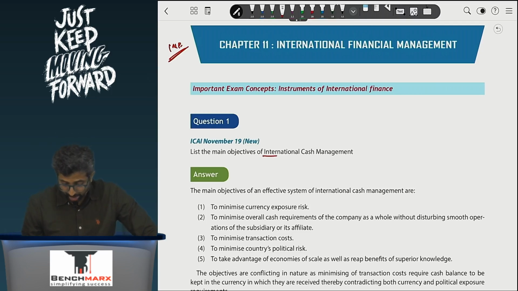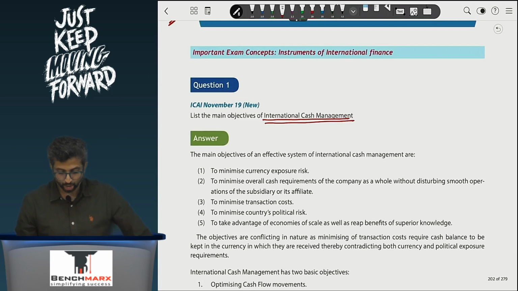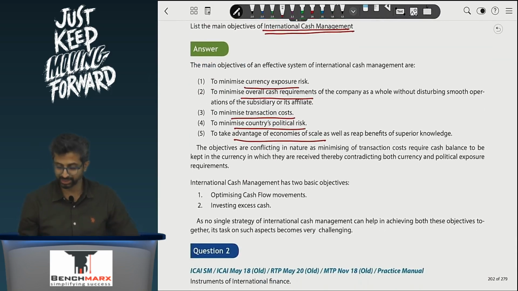List the main objectives of international cash management. So your cash is in various currencies. You want to manage that cash. You want to do it in such a way that your transaction cost is the minimum and the income is the maximum. Whichever subsidiary or affiliate needs money, gets money at that particular date. You minimize political risk in certain countries, like what happened in Russia. So many Russian billionaires had money in Europe, and war happened. Money was frozen. They did not get their money. And as a result, there is political risk. So over here, objectives: manage currency exposure, overall cash requirements, transaction cost, political risk, get economies of scale, etc.